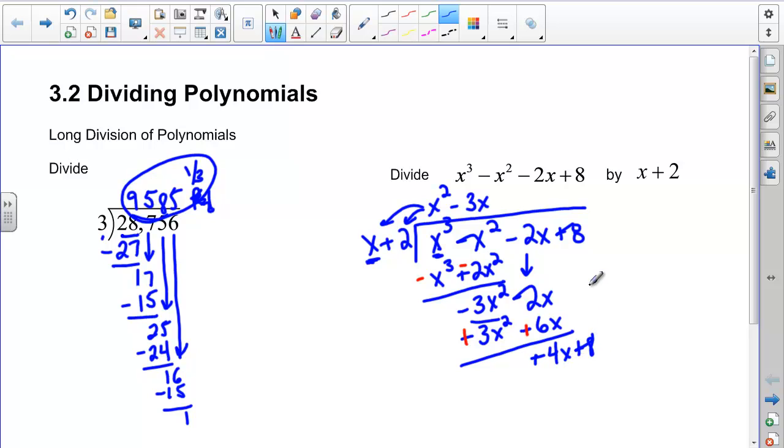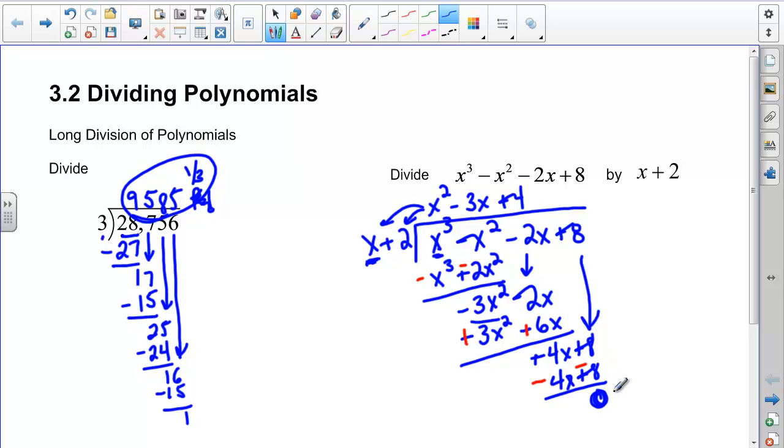Then I bring down the 8, and I say, how many times does x go into 4x? Well, that happens 4 times. 4 times x is 4x. 4 times 2 is 8. And then what happens when I subtract or change the signs and add? I get 0 as a remainder, which is really, really good.